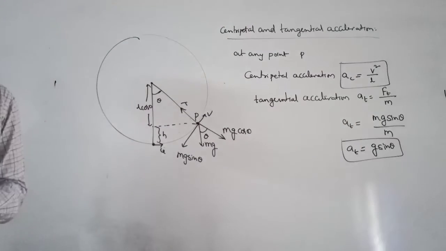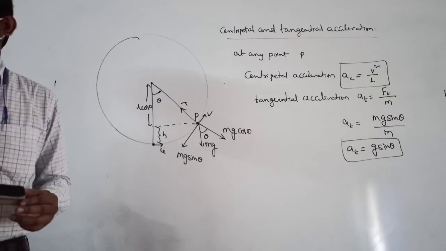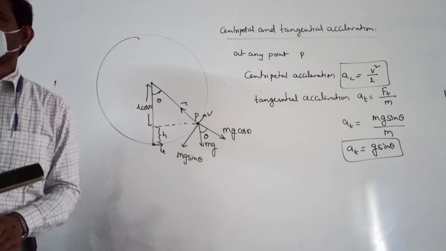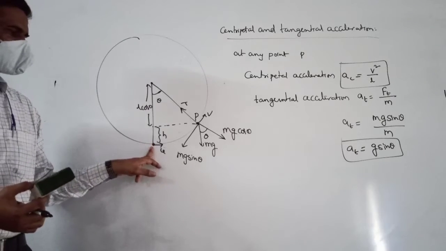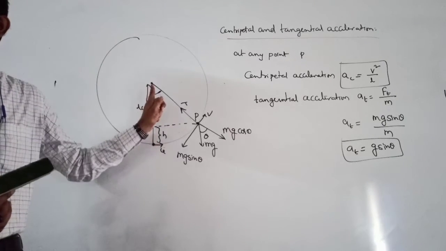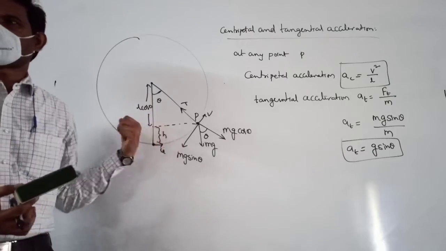So when the bob is here, mg will be vertically downwards and tension will be vertically upward. There is no tangential component of that force at the lowest point. Similarly, at the highest point, tangential acceleration will be 0.